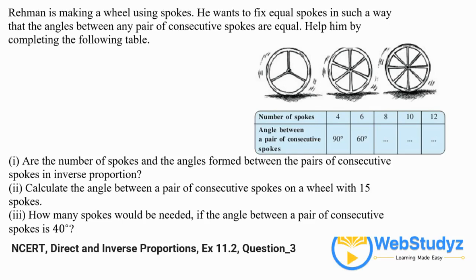First, are the number of spokes and the angle formed between a pair of consecutive spokes in inverse proportion? Second, calculate the angle between a pair of consecutive spokes on a wheel with 15 spokes. And third, how many spokes would be needed if the angle between a pair of consecutive spokes is 40 degrees? So let's start the solution.